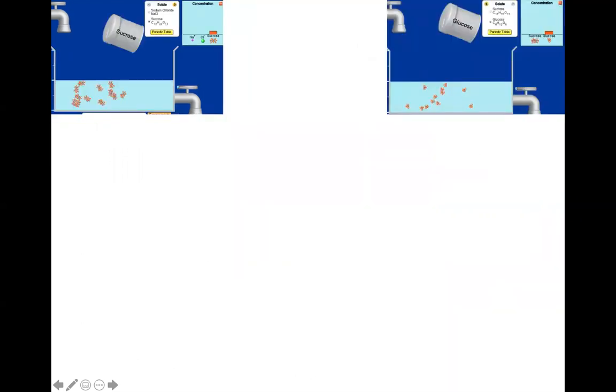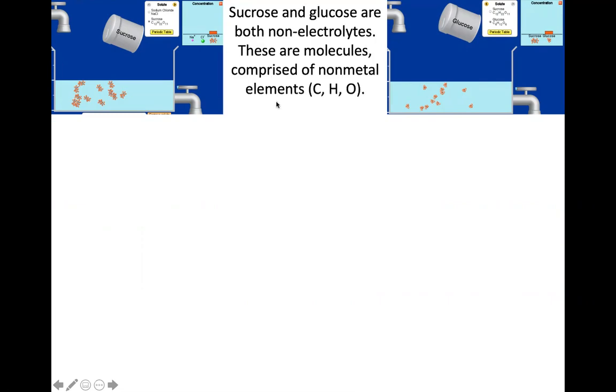Another thing that I found within that sim, I could use different types of sugar. I could use sucrose, I could use glucose. In both of those examples, when I added it, I saw that the molecule itself was staying together.